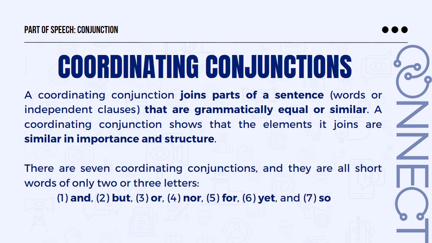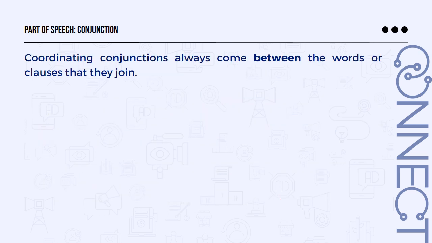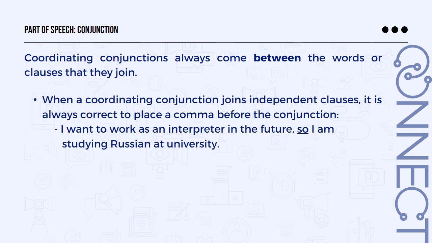Okay, so there are 7 coordinating conjunctions and they are all short words of only 2 or 3 letters. We have and, but, or, nor, for, yet, and so. So we have 7 coordinating conjunctions. So coordinating conjunctions always come between the words or clauses that they join. Like when a coordinating conjunction joins independent clauses, it is always correct to place a comma before the conjunction.